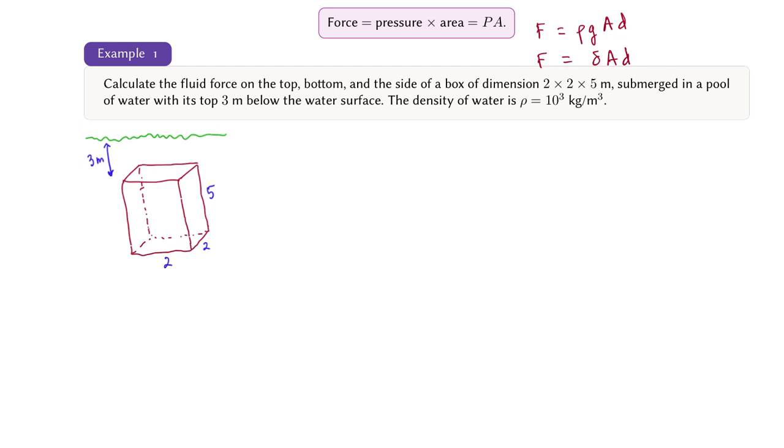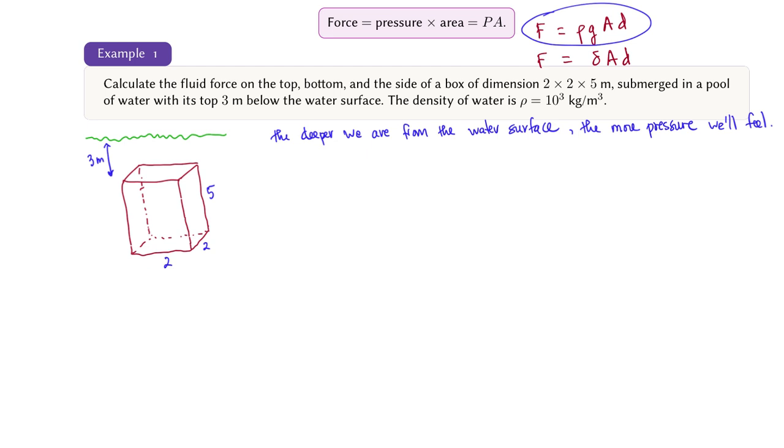This box is submerged in water 3 meters below the water surface. We're looking for the fluid force on the top, the bottom, and each side of the box. Since SI units are used, the force is therefore rho g A D. Keep in mind that the force is the pressure times the area. The higher the pressure, the higher the force. The deeper we are from the water surface, the more pressure we'll feel.